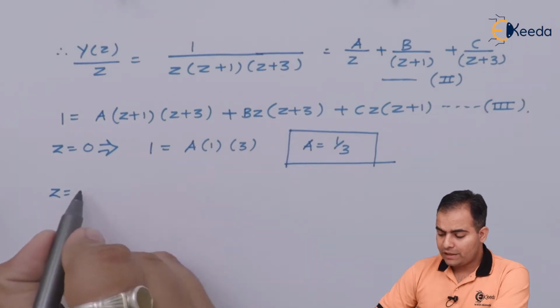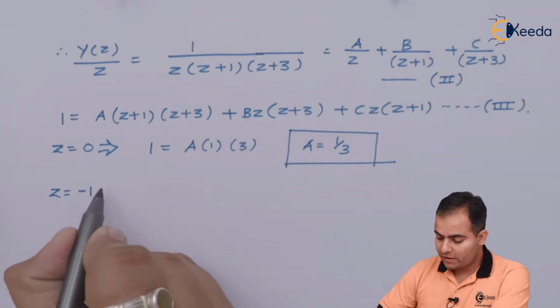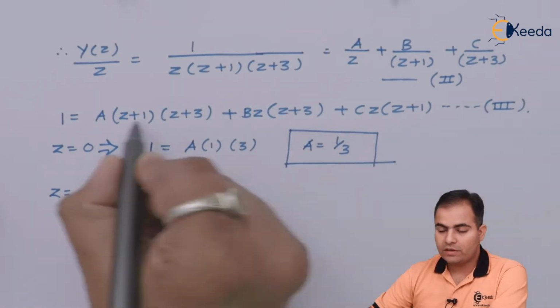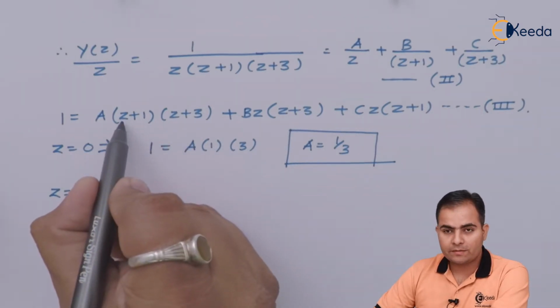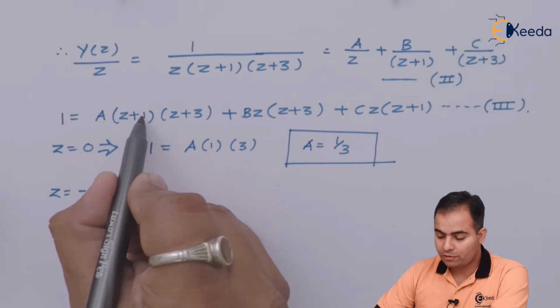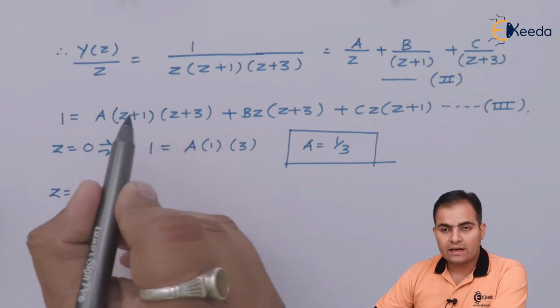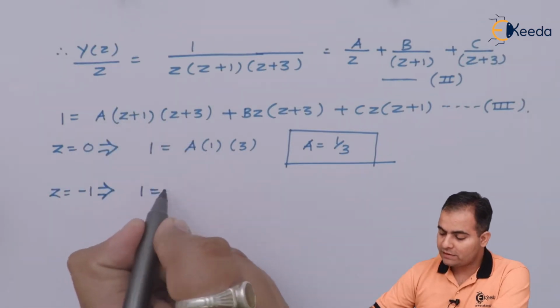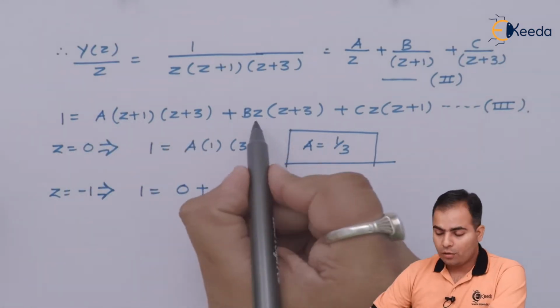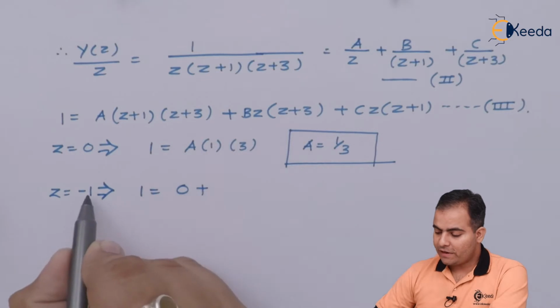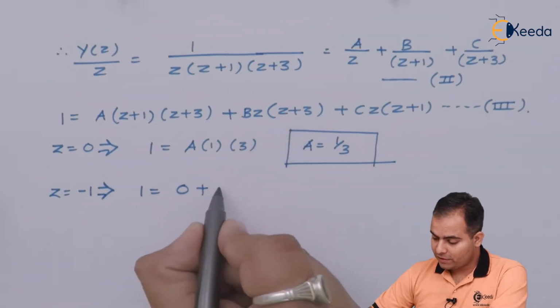Now similarly, we'll substitute a z value to get the value of b. I'll substitute z equals minus 1 in equation number 3. If this z is replaced by minus 1, then minus 1 plus 1 becomes 0, and 0 into anything, answer is always 0. So I'll replace this whole a term by 0. Then look here, this z is replaced by minus 1, this z is also replaced by minus 1.